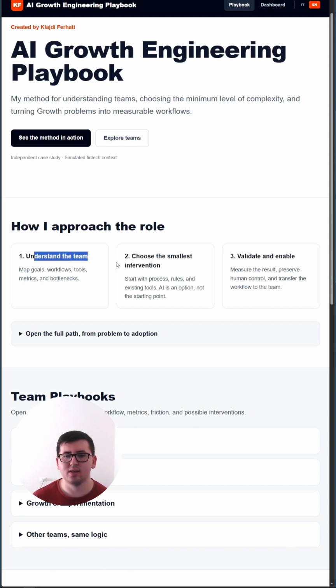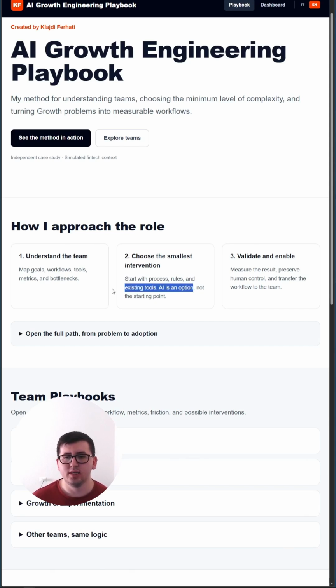So after understanding the team, you need to choose the smallest intervention. Why? Because you start with the process, and maybe the smallest intervention is a rule or an existing tool that they are not using very well. And something really important: the smallest intervention is not AI. AI is an option, of course, but it is not the starting point. The starting point is the problem, the bottleneck. And the smallest solution is almost always the best one.